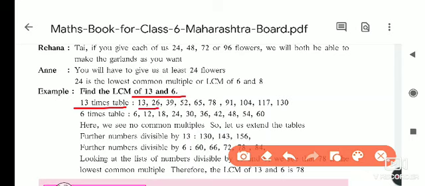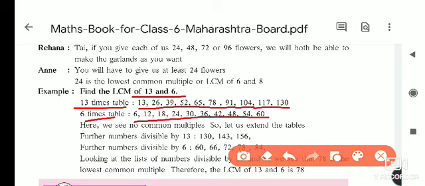So 13 1 is 13, 13 2 is 26, 13 3 is 39, 13 4 is 52, 13 5 is 65, 13 6 is 78, and in this way 91, 104. This we have to write at first, and then the 6 table: 6 1 is 6, 6 2 is 12, 6 4 is 24. In this way we have to write all the multiples of 13 and 6.